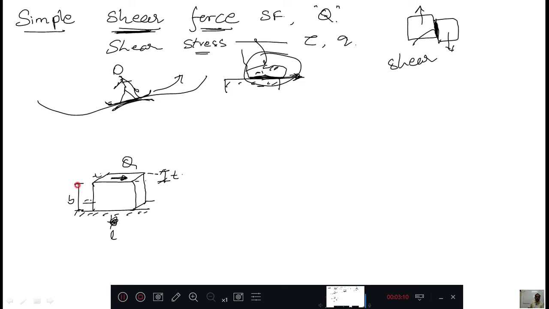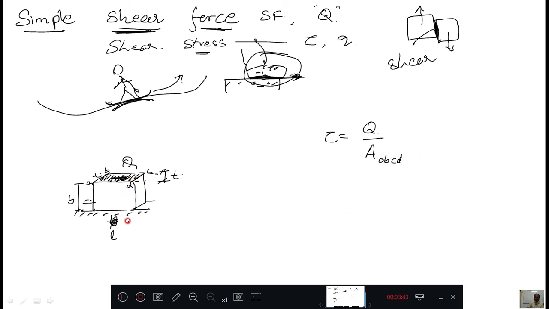Then I will name the corners A, B, C, D. Then this shear force is Q. The stress is force divided by area, so Q divided by the area. Why? Because the block is gliding on that area. That area is the area under A, B, C, D, and this is the area I have to consider.